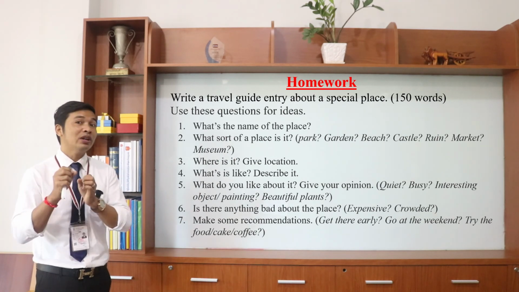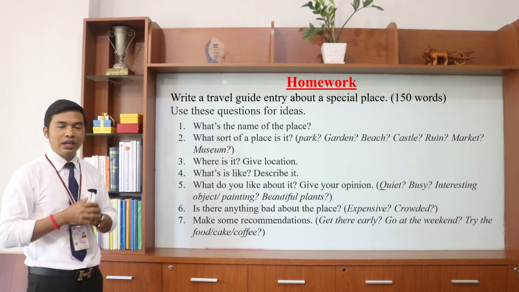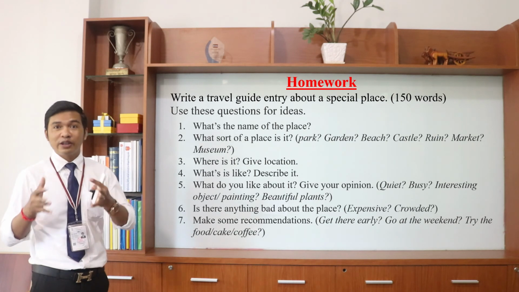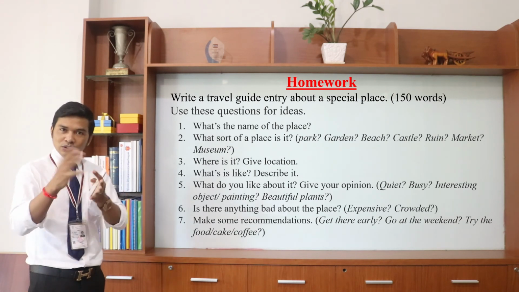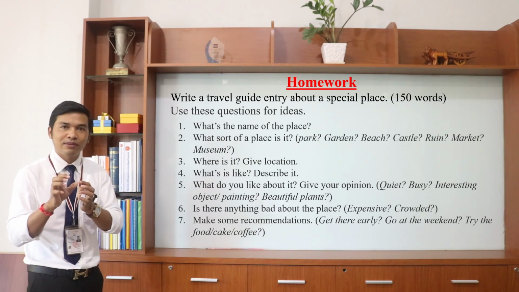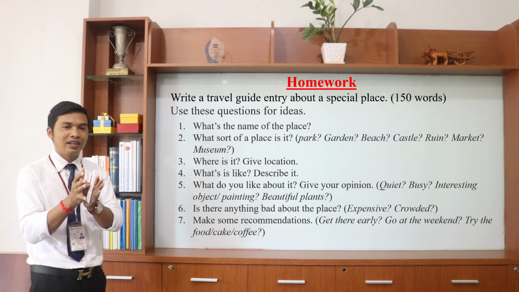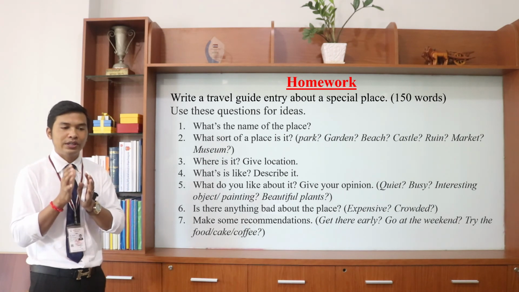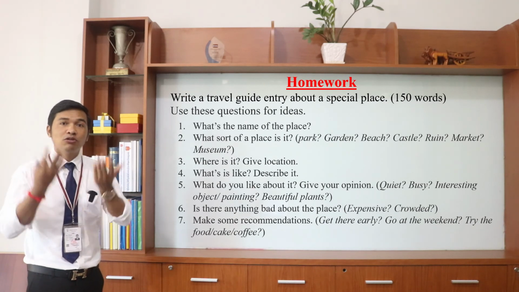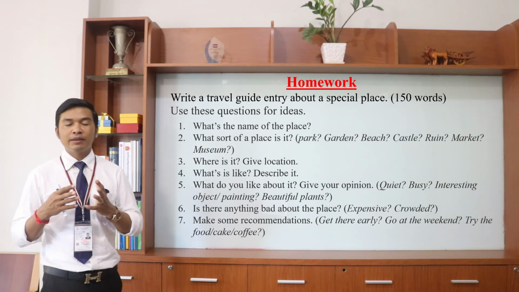And number 4, what is it like? So you have to describe it: it's big, it's beautiful, it's interesting, nice view, something like that. You can go to our reading model text to find more information and to see if you understand the reading text. I think you can do this homework very easily. And number 5, what do you like about it? Just give your opinion.